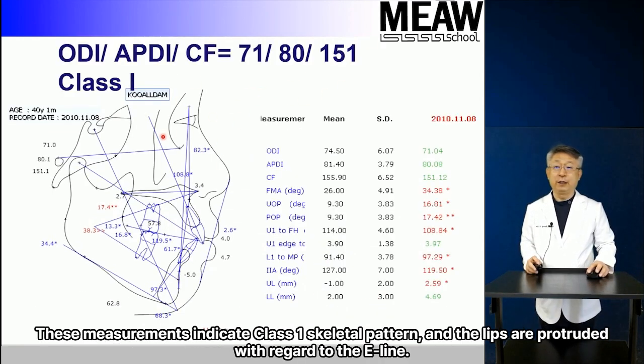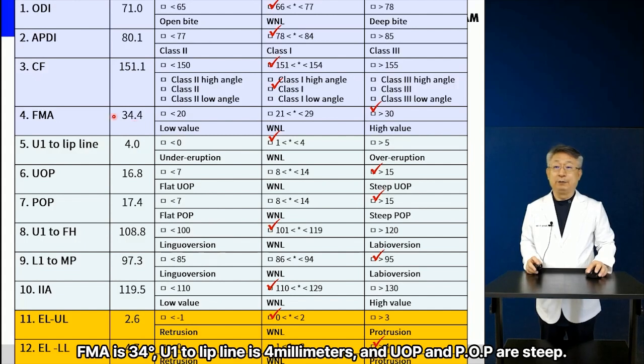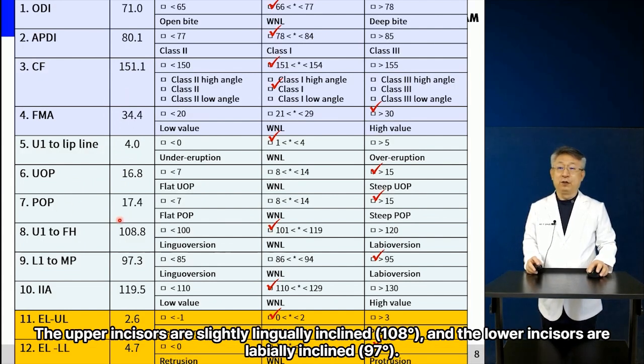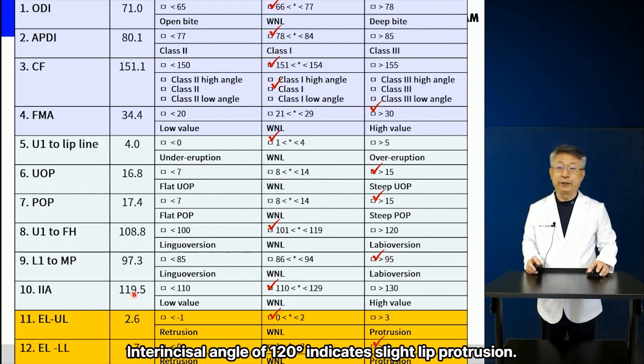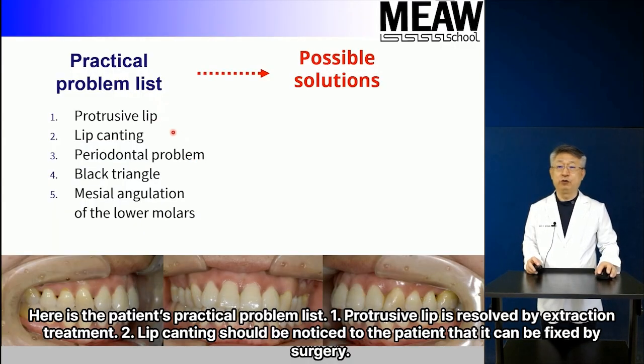These measurements indicate class 1 skeletal pattern, and the lips are protruded with regard to the E-line. FMA is 34, U1 to lip line is 4 mm, and UOP and POP are steep. The upper incisors are slightly lingually inclined at 108, and the lower incisors are labially inclined at 97. Interincisal angle of 120 indicates slight lip protrusion. Here is the patient's problem list.